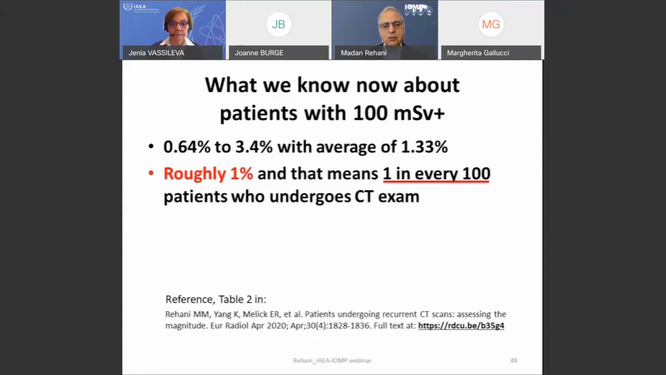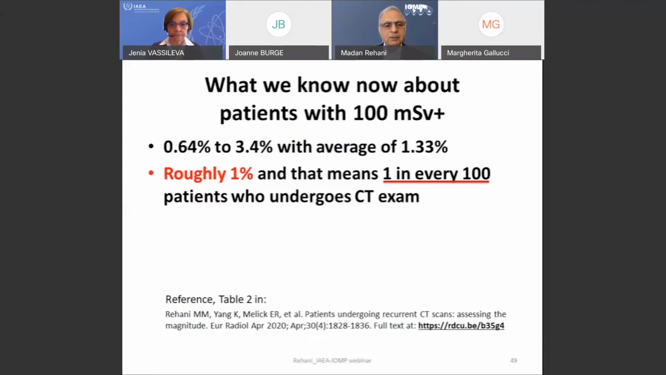So this is overall. There were cases in hospitals where there were 0 cases of over 100 millisievert. There were cases where it was maybe 0.1%, 0.2%. Because this was a large-scale study, this was an average. So if one undertakes this work in an individual hospital, there may be hospitals with less than 0.64%.